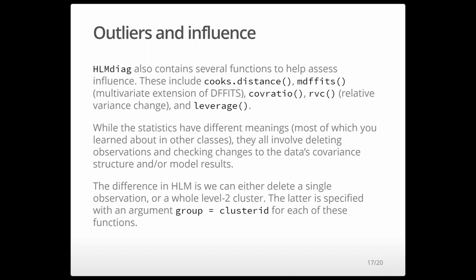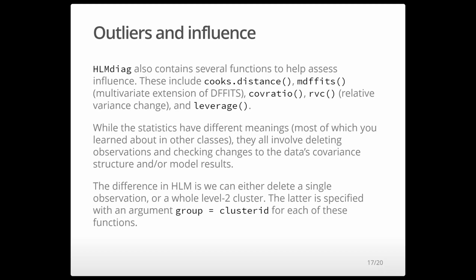The last thing we're going to talk about is outliers and influence. And HLM-Diag also contains several functions to help assess influence, which includes Cook's distance, multivariate DFFITS, COVRATIO, RVC, and leverage. And these are all either the same thing or extensions of other statistics you've learned about in other classes that involve deleting observations and checking changes in either the data's covariance structure or in the model results. The difference is that in HLM, we can either delete a single observation at a time, or we can delete a whole cluster and check for that level of influence on the data.